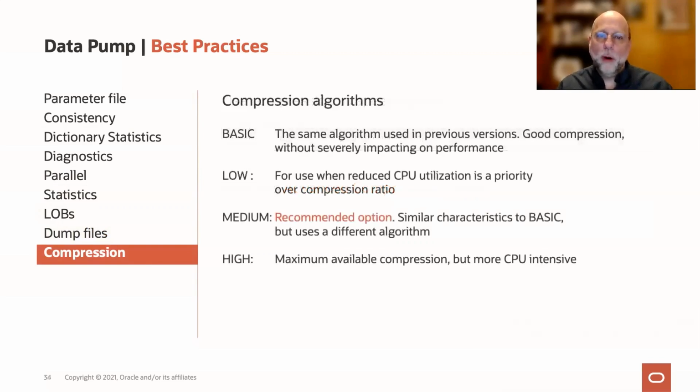And there are 4 choices now for compression algorithms. The basic one, that's the one that we started with back in 11.1 and 11.2. Starting in 12.1, you can specify low, medium, or high. And based on our testing, we recommend medium for most cases. It's going to give you good performance and good compression.